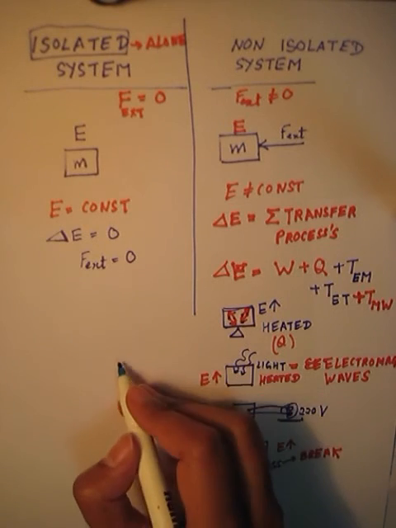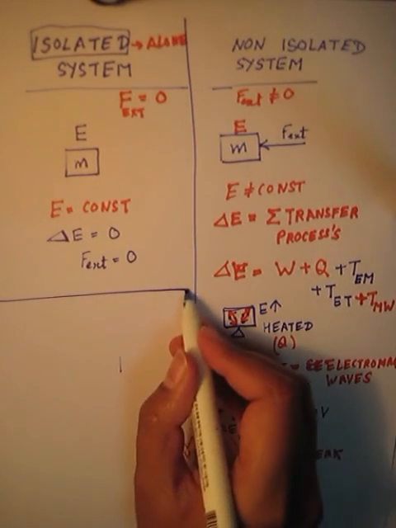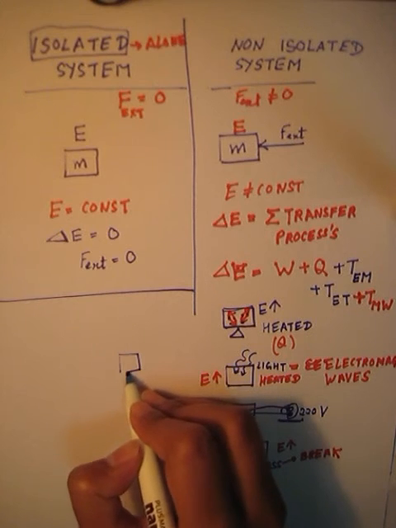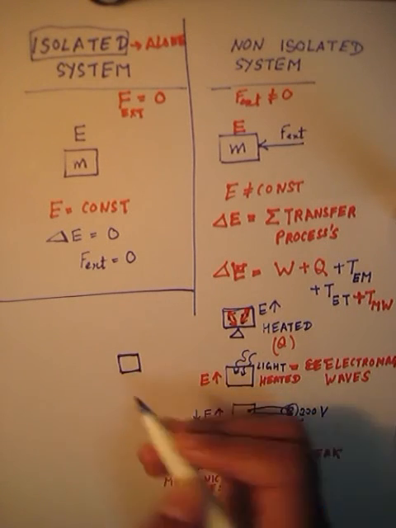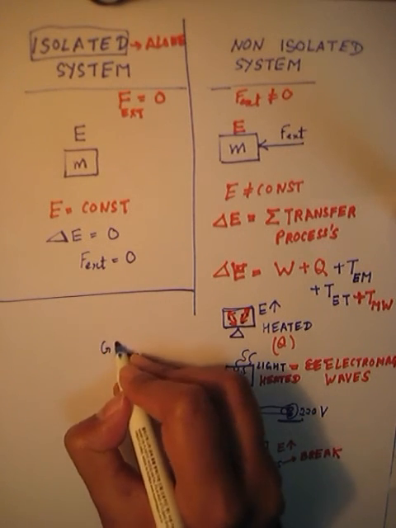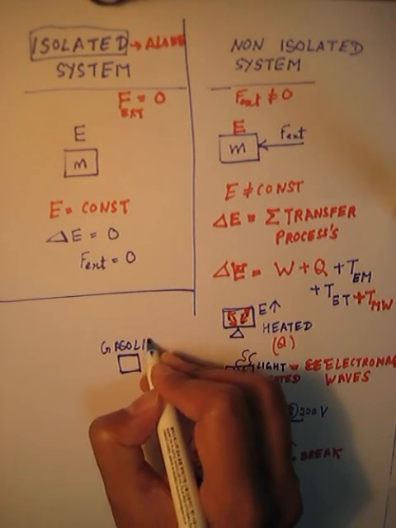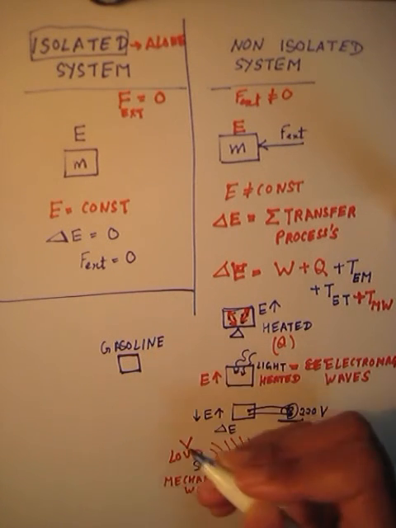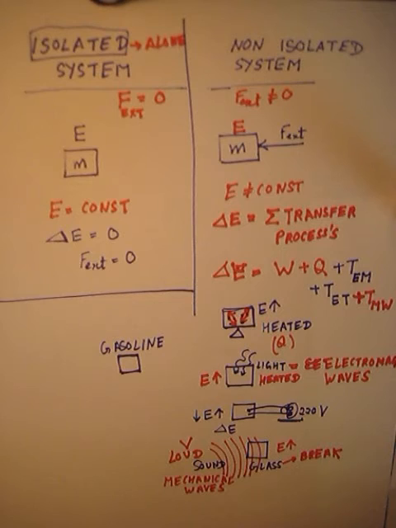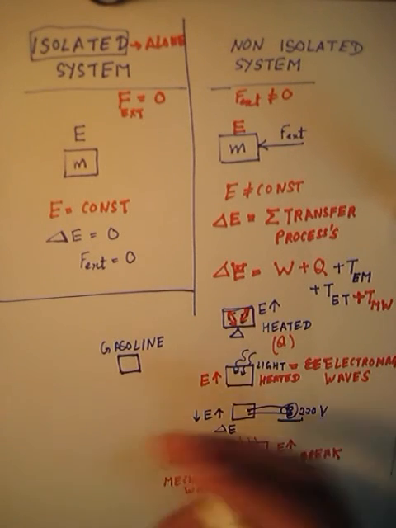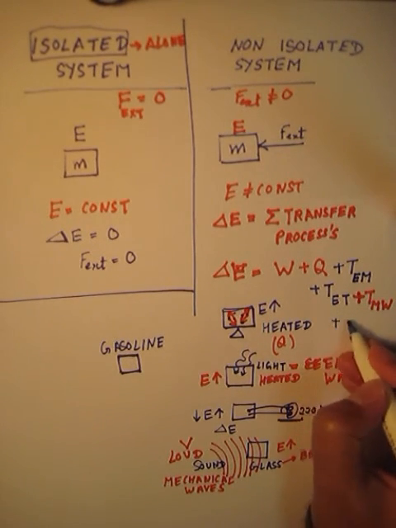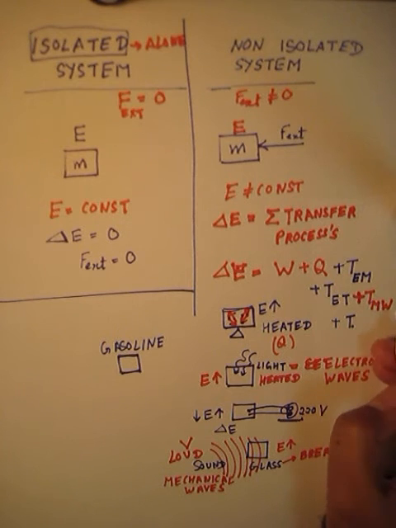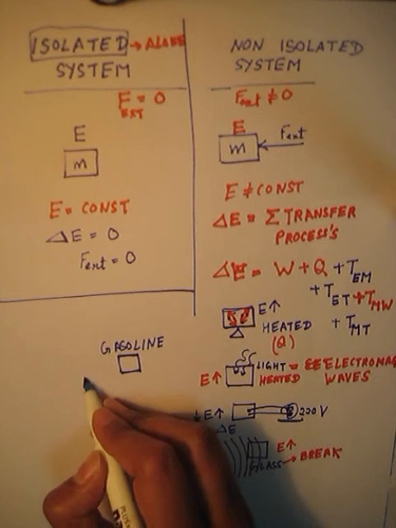Another way of transfer could be matter transfer. Gasoline, for example, is a way of transferring energy. You can just take gasoline and move it from one place to the other. So gasoline is a type of matter transfer. I'll use MT for it. MT means matter transfer.